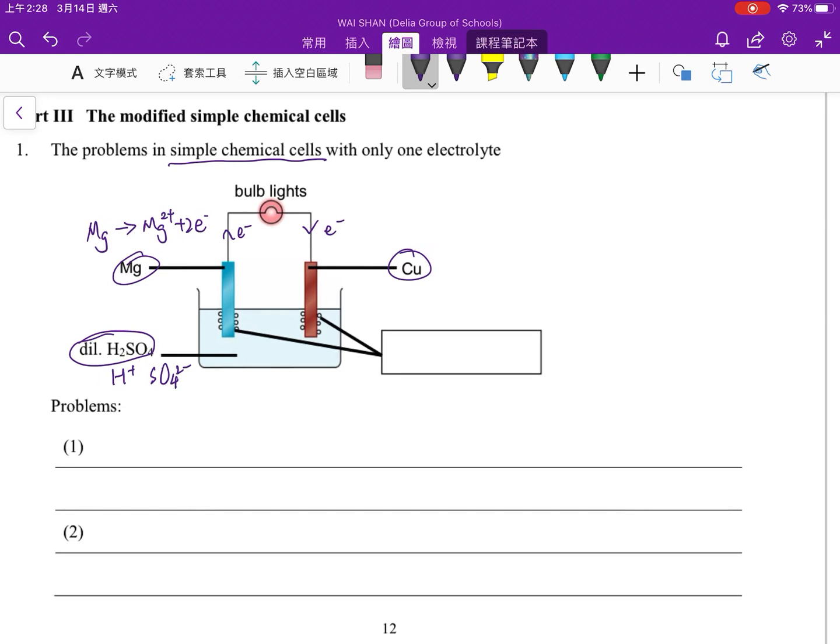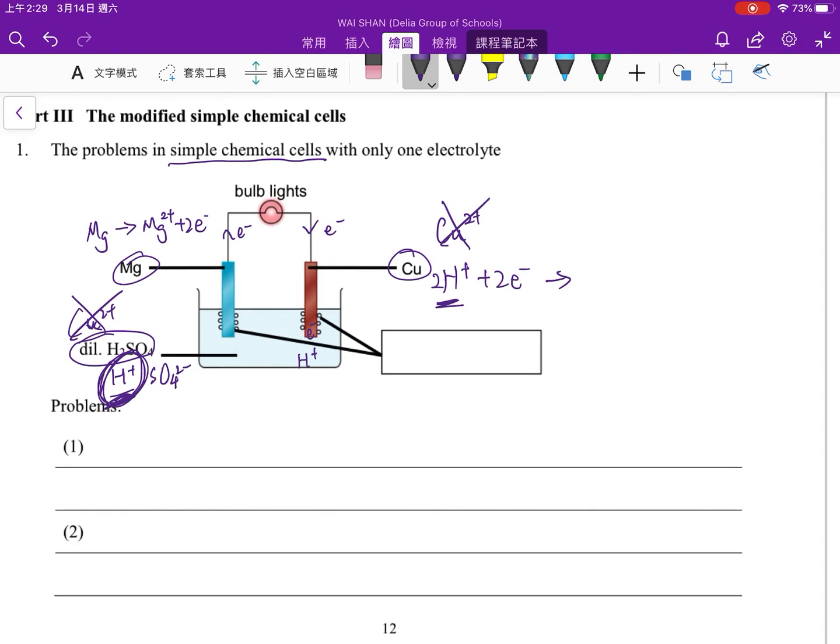And when electron flows to copper, there will be a lot of electron accumulating in the copper electrode. So the ions with positive charge, which is hydrogen ion, will be attracted to the copper, and then they will gain electron, because in sulfuric acid, hydrogen ion is the only ion with positive charge, and you cannot find copper 2 ion in dilute sulfuric acid. So here the ion accepting electron is not copper, it's hydrogen ion.